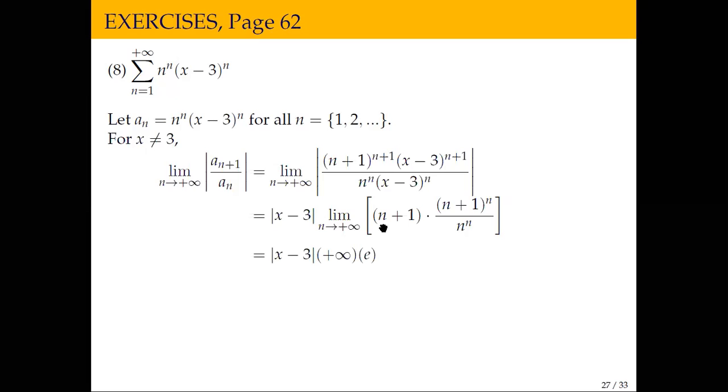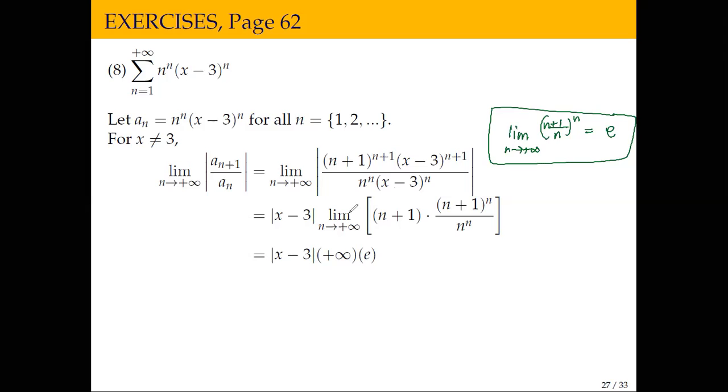Now, the limit of n plus 1 as n goes to positive infinity, this we know to be positive infinity. For the limit of n plus 1 over n raised to n as n goes to positive infinity, verify that this is equal to e. So apply your Math 21 skills for this one. Di na natin ito isusolve. Okay? Verify that this limit is equal to e. If that is the case, then we have here positive number times positive infinity times positive number. This is just positive infinity.